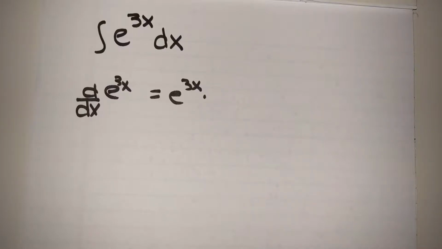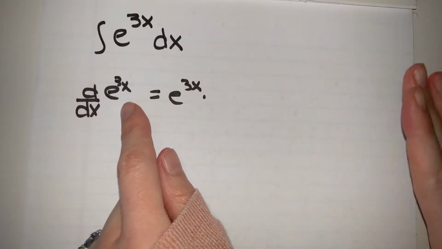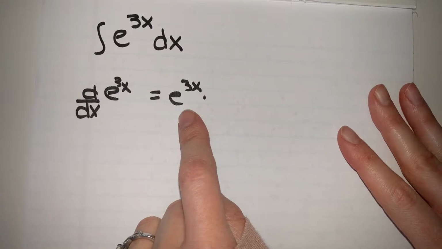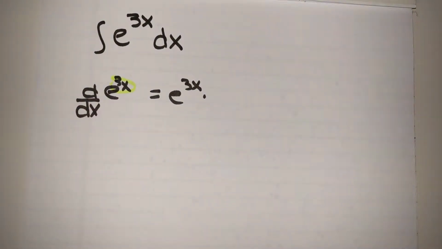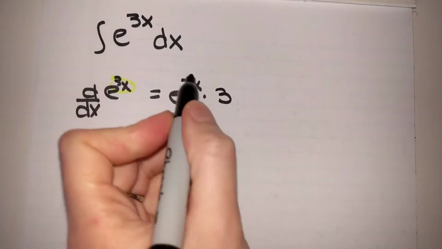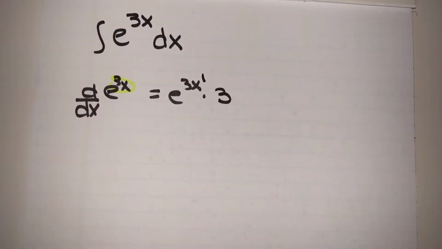So if I have the derivative of e to the 3x, I say it's e to the 3x, and then I have to multiply by the derivative of the exponent. So I would have to multiply by 3 because x to the first is a linear term, so we use the coefficient. Now, remember with integrals, we are working backwards.